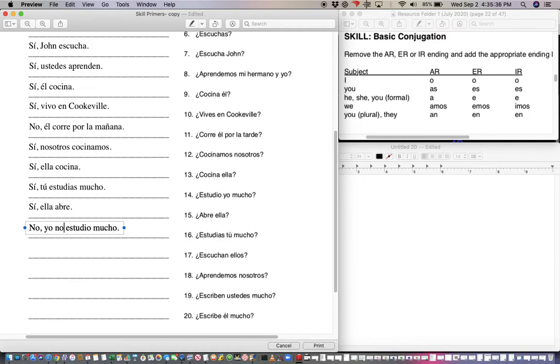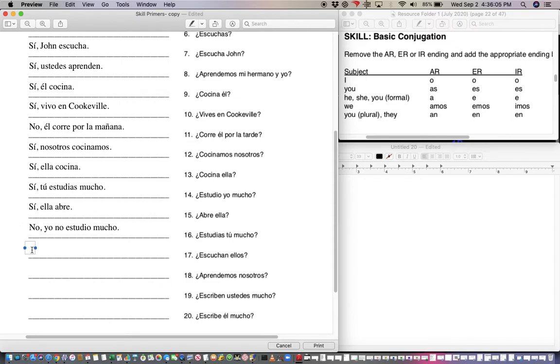Now, let's be clear about this one. Yo estudio is I study. Yo no estudio is I don't study. Okay? And I don't study mucho. I don't study a lot. And then we start at the beginning with no, I do not study a lot. So that's how I'm getting the answer there with a negative.